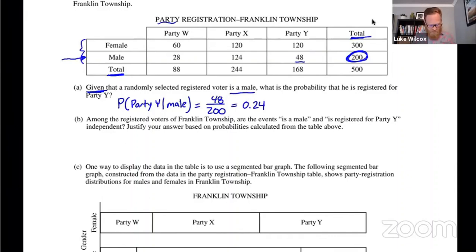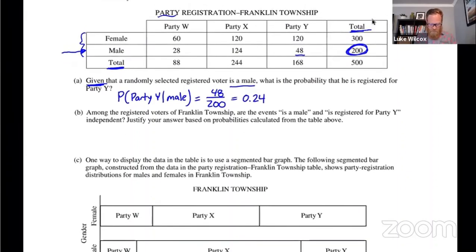Okay, on to part B. Among the registered voters in Franklin Township, are the events "is a male" and "is registered for party Y" independent? Justify your answer based on the probabilities calculated from the table above. Okay, we want to know if these two events are independent. So you have to think about the meaning of independent. What that means is knowing whether or not the first event has occurred does not change the probability that the second event has occurred. Well, we've already done a little bit of work on this, right?